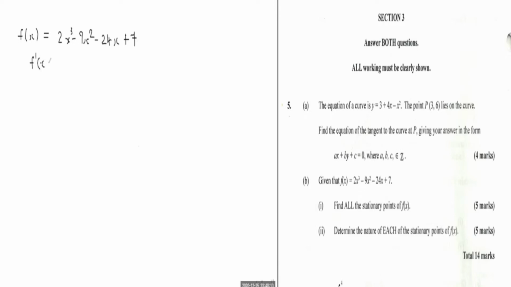F prime of x. Now, f prime of x is going to be equal to, bring down the power to get 6x squared minus 2 times 9 is 18x minus 24. That's going to be f prime of x, 6x squared minus 18x minus 24. But at a stationary point, the derivative is equal to 0. So we set the derivative equal to 0.